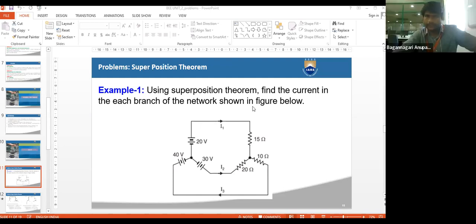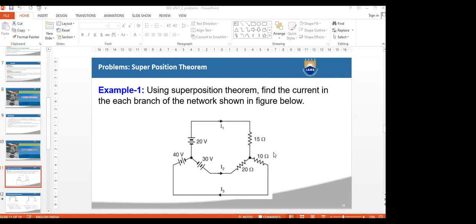Did you take the question down? Okay. Take it and solve it. Can you tell me what's the procedure we need to follow first for the superposition theorem? Short circuit both voltage sources. Yeah. Short circuit the voltage sources.